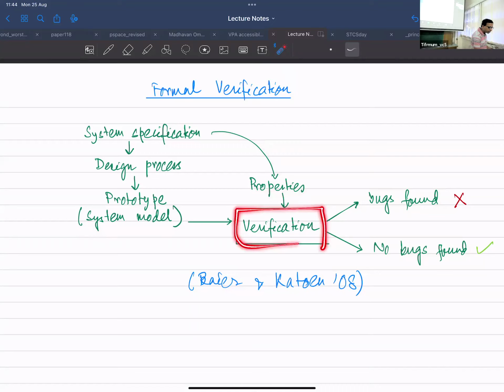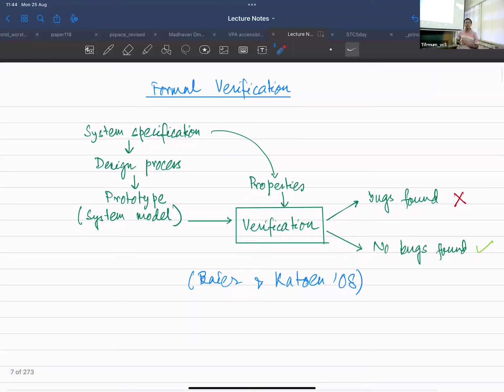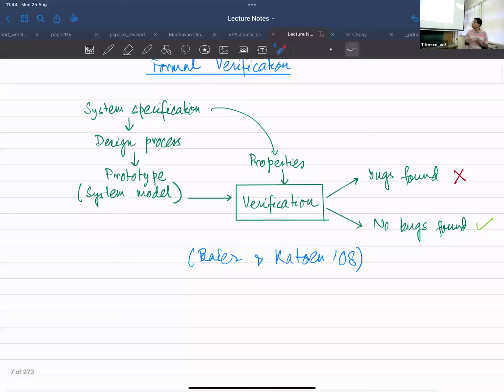And here comes the verification process, which takes the system model and the properties and checks whether the system model satisfies the properties. Some bugs may be found, or no bugs are found, in which case we would say that the system is correct, and we will formally or mathematically certify that the system is correct, and we are fine.